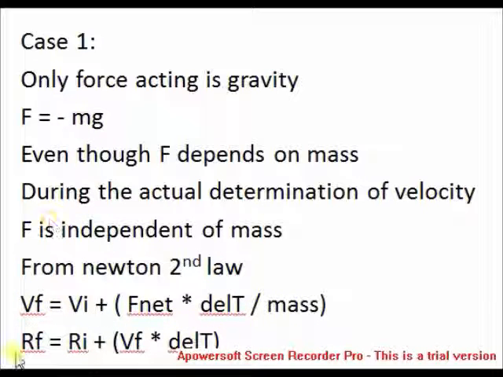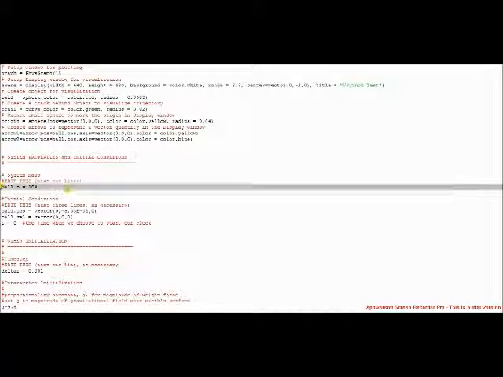Moreover, the final position is equal to initial position plus the final velocity, so it's dependent only on the final velocity. So in turn, final velocity does not depend on mass, so final position also does not depend upon mass. So this is the computational model which was built.